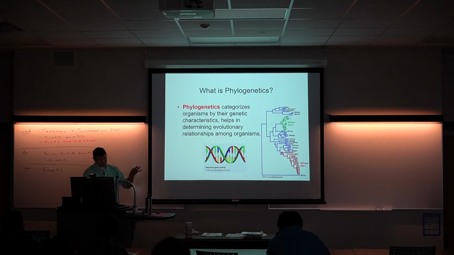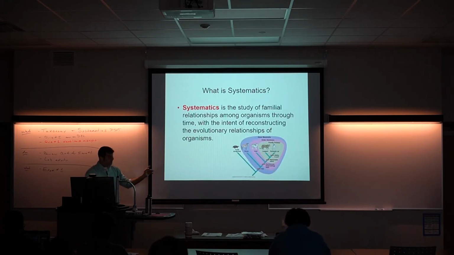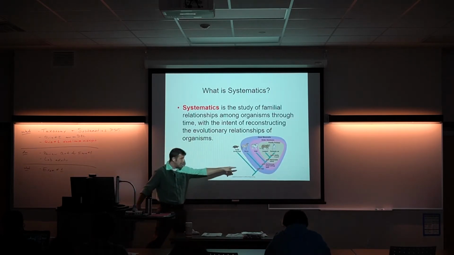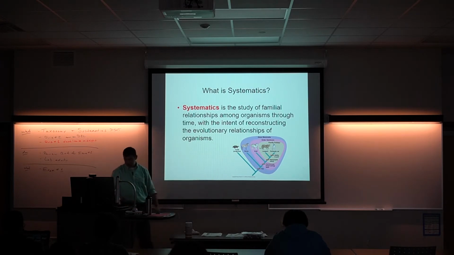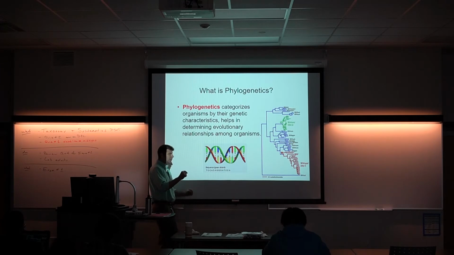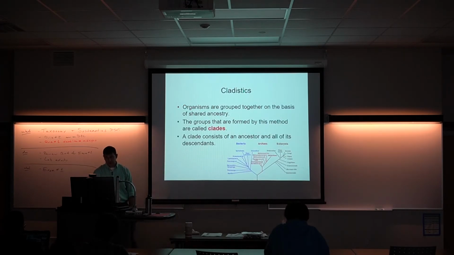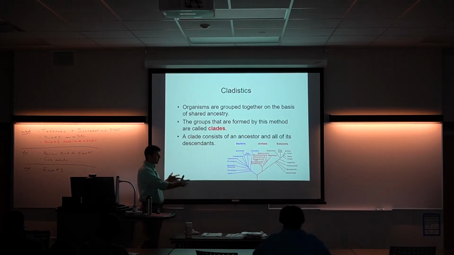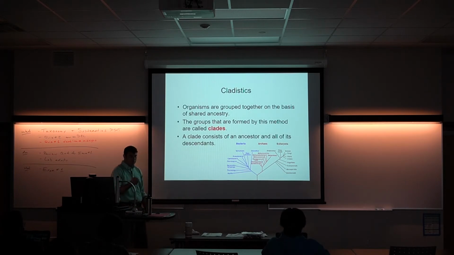So just to distinguish phylogenetics from systematics, systematics is drawing these clades that show evolutionary relationships, and phylogenetics is using the DNA tools to enhance the accuracy of those cladograms that you draw. Here's a cladogram. The process of drawing these cladograms is called cladistics. We need to be able to identify what a clade is.